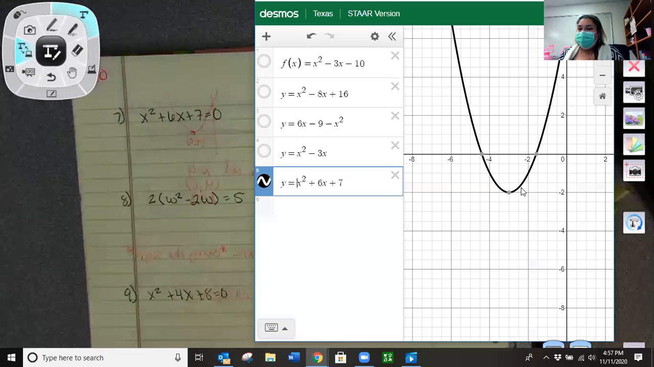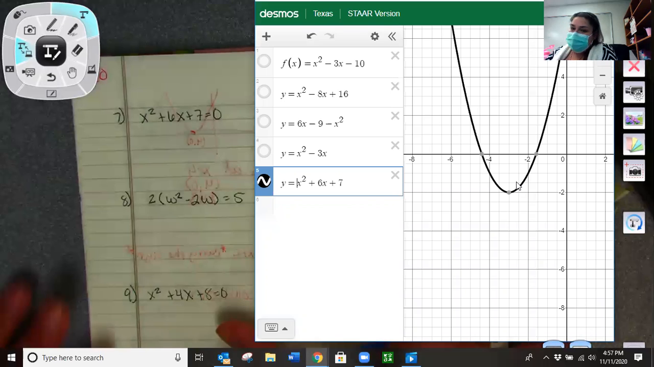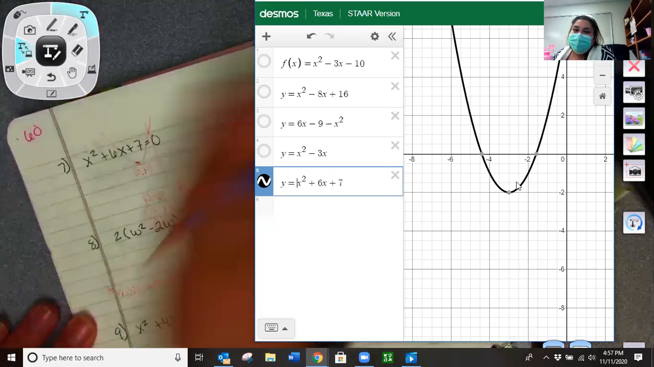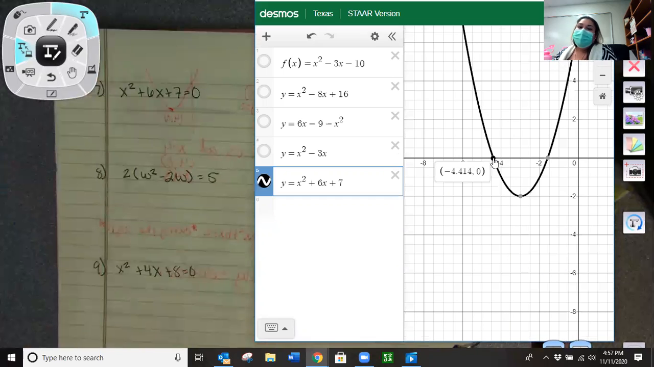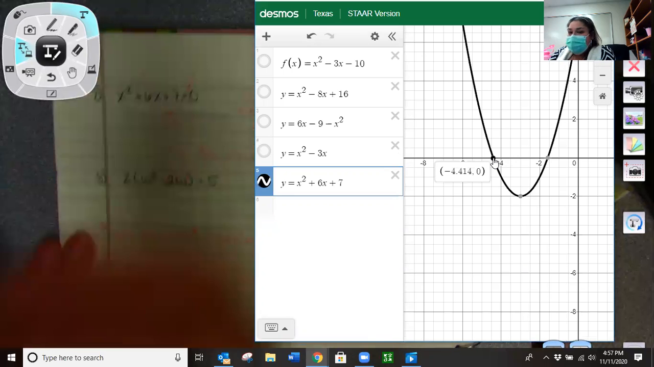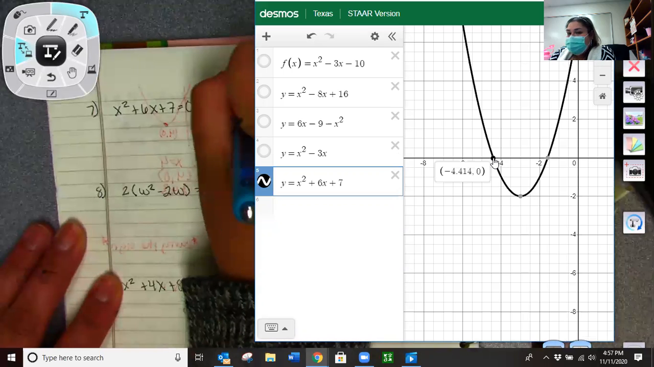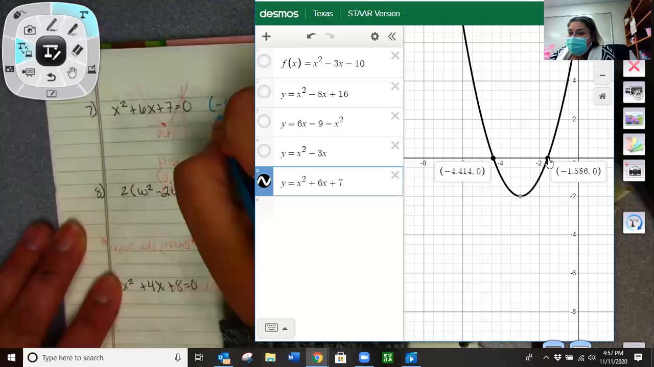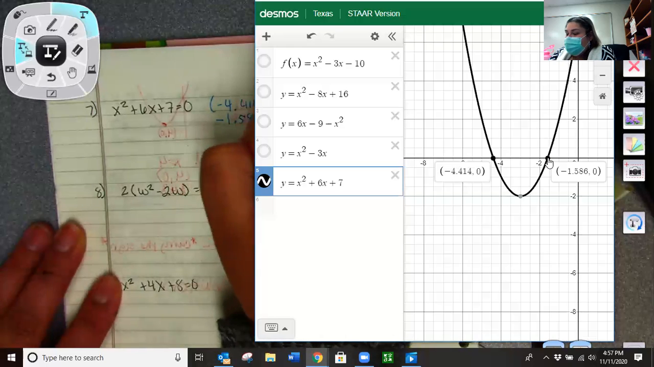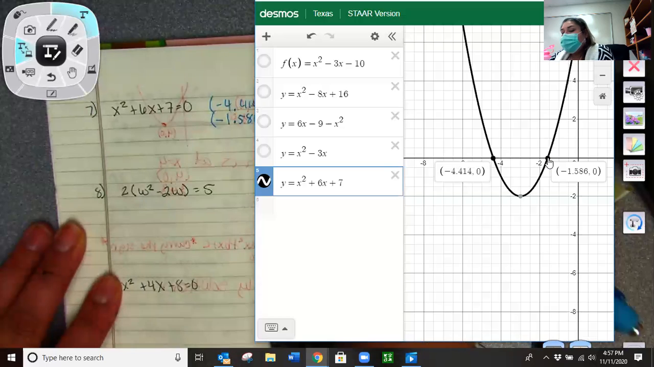All right, so you have this. And then again, you would just go here. Okay, now this is where graphing is not so convenient. When your x-intercepts aren't pretty, you're gonna get some type of decimal, right? So you're gonna get negative 4.414, 0, and then you're gonna get negative 1.586. More than likely, your answer choices or your response is not going to be in decimals.